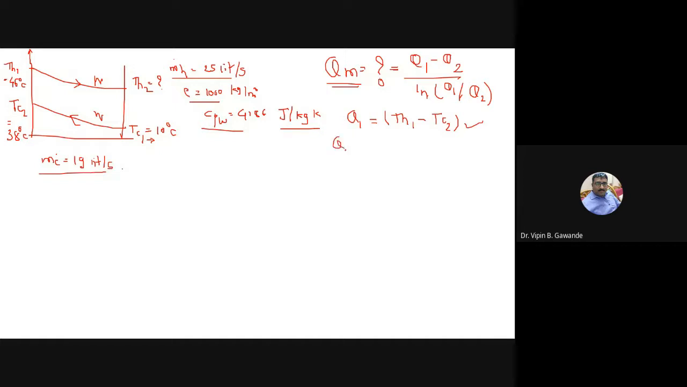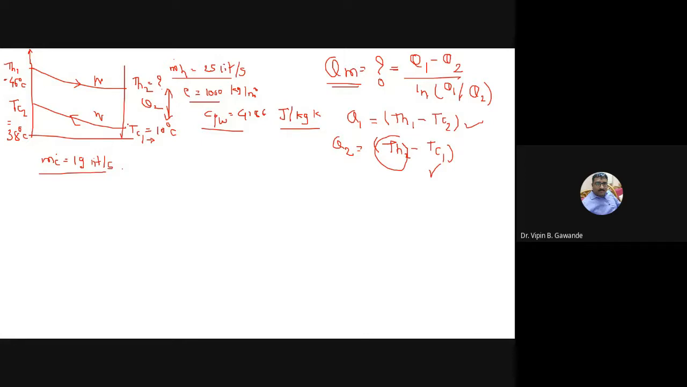What is the value of theta 2? Theta 2 will be the temperature difference on the right hand side. So this is TH2 minus TC1. But in this case, TC1 is known and TH2 is not known. So TH2 is the unknown.